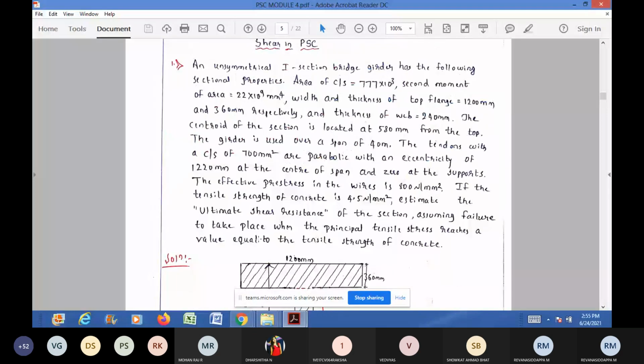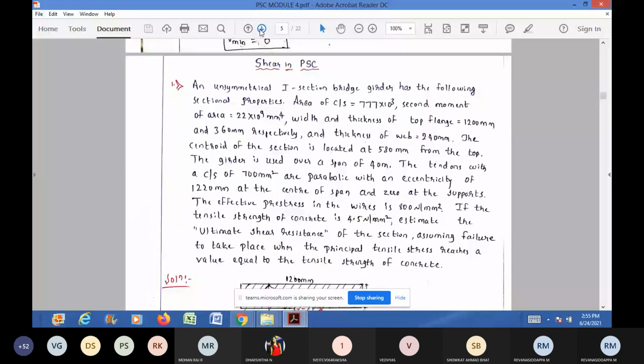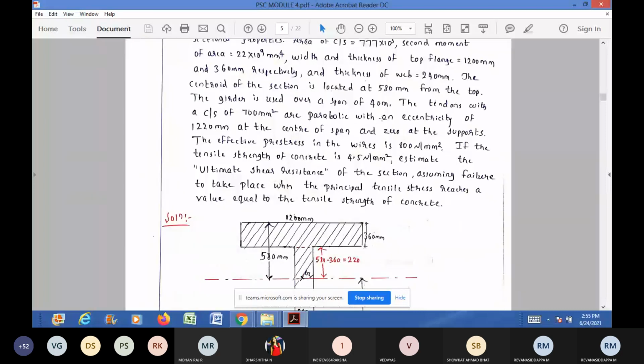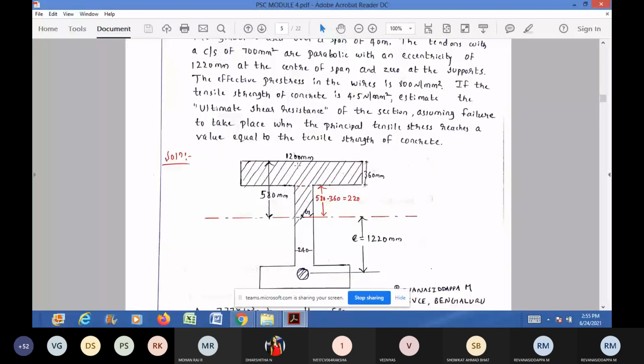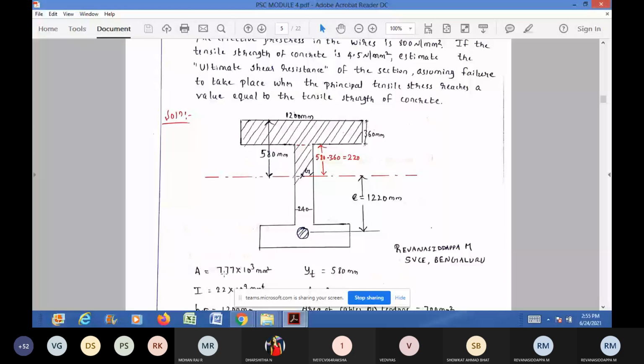I'll just go through the problem. An unsymmetrical I-section bridge girder has the following sectional properties. Area of cross section is 777 into 10 power 3 mm square. The total area of cross section is given. Below, write area equal to 777 into 10 power 3 mm square, in the given data.